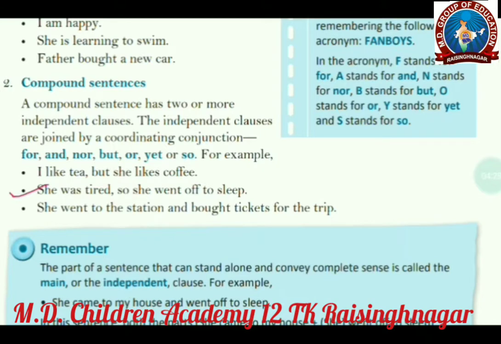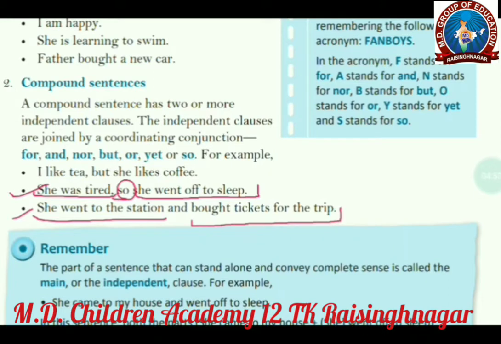Another example is, she was tired. First clause. She went off to sleep. Another clause, and they are joined with the help of the coordinating conjunction so, and they both are independent clauses. Third example, she went to the station, and here the subject is omitted, it's not mentioned, but the subject is she. She bought tickets for the trip. And here is a coordinating conjunction that has joined both these clauses, and they both are independent clauses. Clear? As they are making complete sense, they don't need each other to make complete sense.